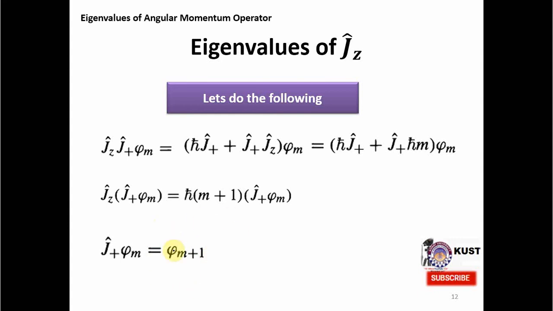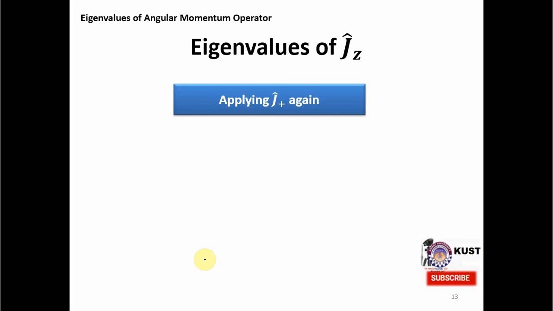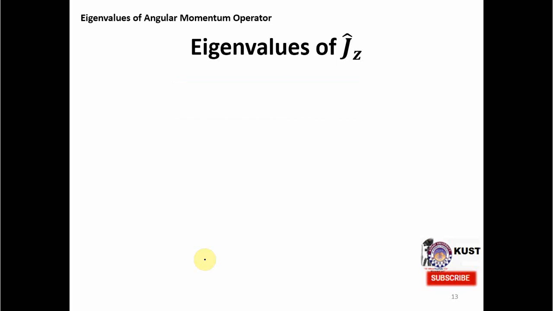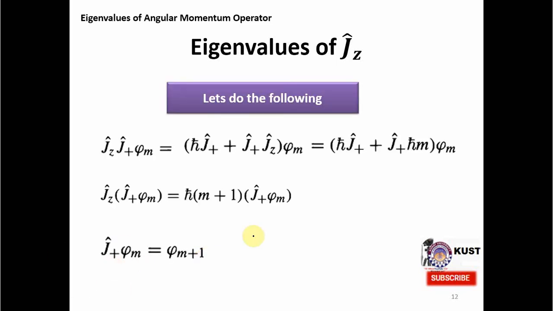So you remember that we call this j plus a ladder operator. J plus was a kind of operator which was taking us up the ladder. So here you can see that the eigenvalue of phi m is increased to m plus 1. So in this way we can actually construct the whole sequence of the eigenvalues by applying j plus and applying it again.